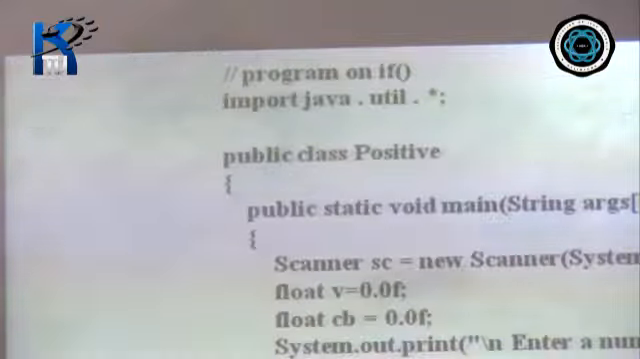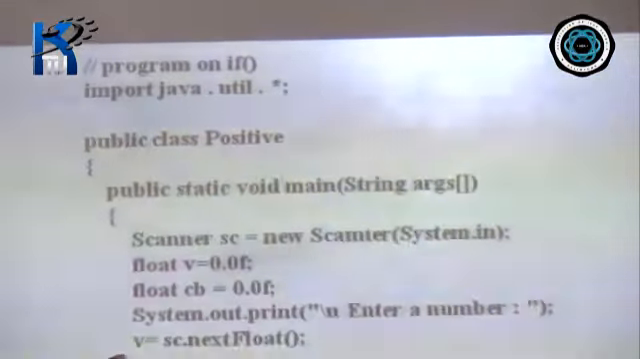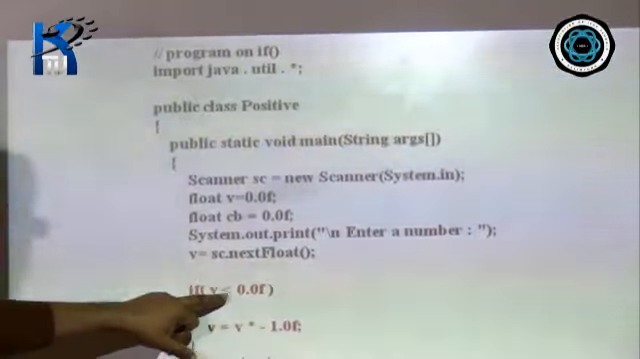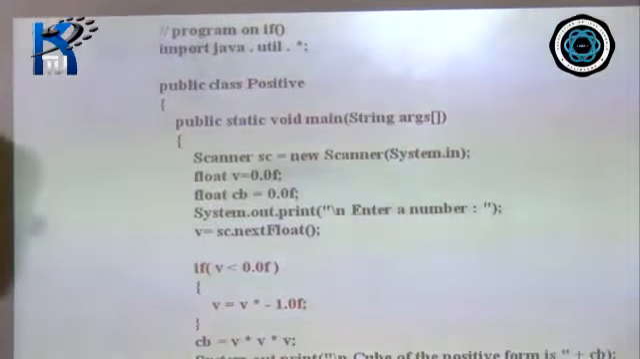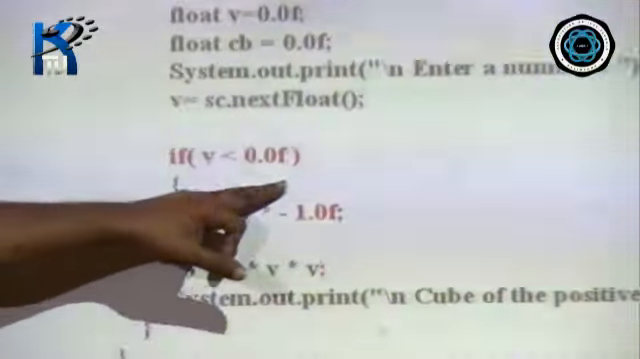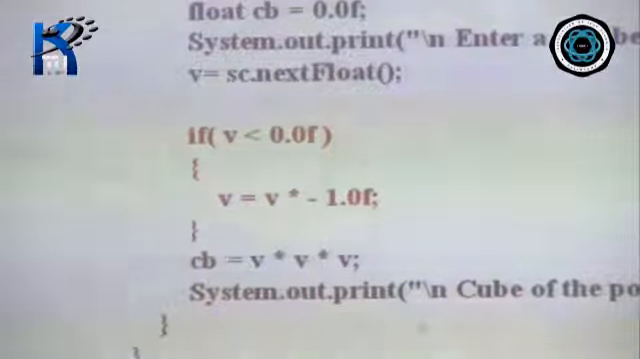let's see what was the program. Here we have given the value of v as 9. So is 9 less than 0.0? No. So this portion is skipped. It is 9 into 9 into 9. Fine. So we got 729.